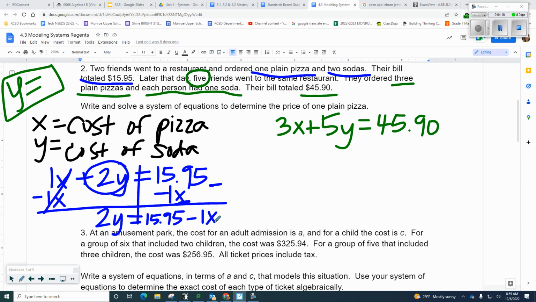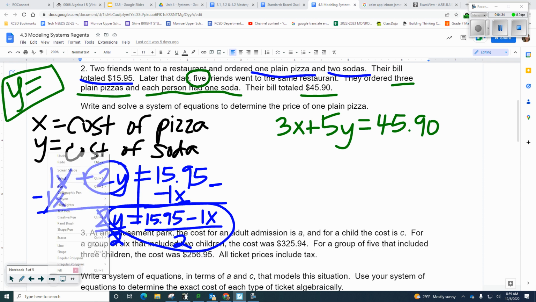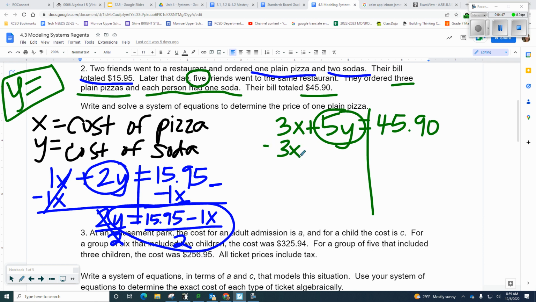All right, now the y is being multiplied by 2, so the opposite is to divide by 2. Okay, and I'm going to recommend that you just leave this as a fraction. We don't have to do that simplifying work because we can put fractions into our calculator. All right, let's do the same thing on the second one. First, to get the y term by itself, we have to get rid of the 3x. So we're going to subtract 3x from both sides.